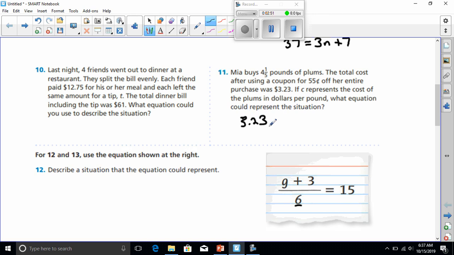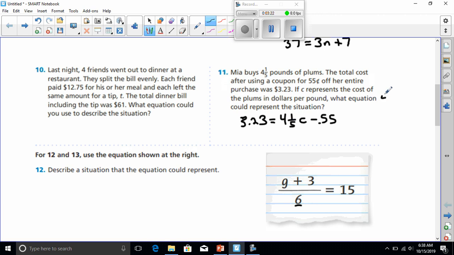So let's see, that's going to equal, well, there were 4 1/5 pounds. We're going to have to multiply that by what it costs for each pound, which they said is represented by C. And then, since it was a coupon for 55 cents, we're going to subtract 55 cents from our total. Now, what I don't like is they have a number here that's a fraction with decimals. So I'm going to turn this fraction into a decimal.